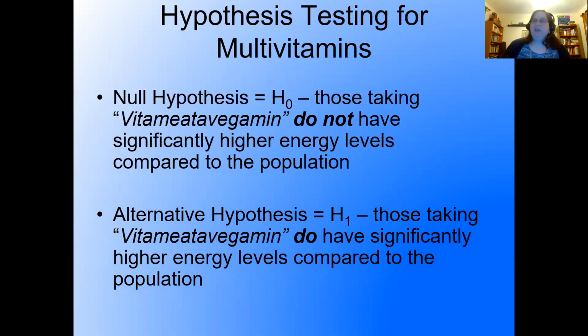Just say how you're thinking the results are going to come out, how you're hoping the results are going to come out. Those taking vitamin regimen do have significantly higher energy levels compared to the population. That's your researcher hypothesis. That's your alternative hypothesis. Now, once you have that one, and you can generally pull it right out of the word problem, to get the null, add the word not. Those taking vitamin regimen do not have significantly higher energy levels compared to the population.